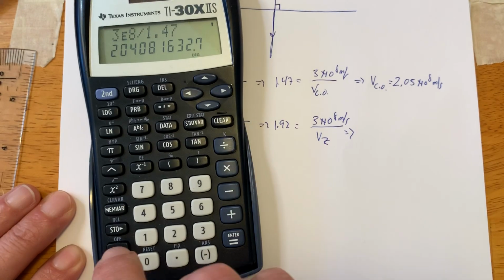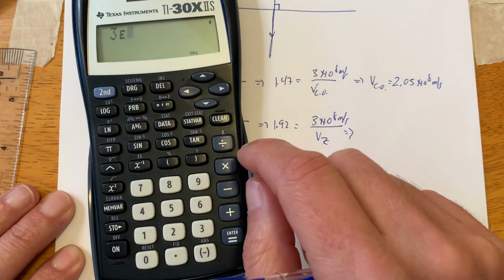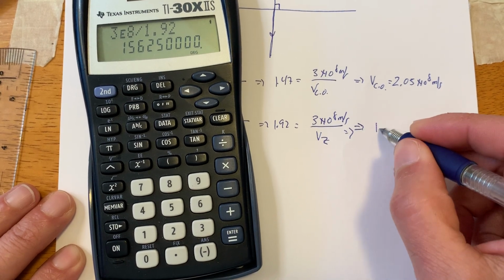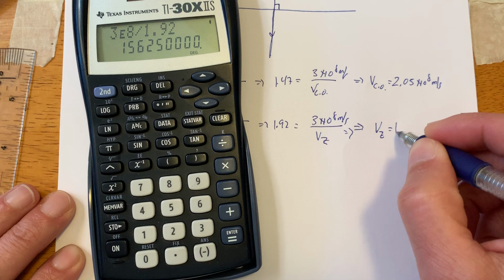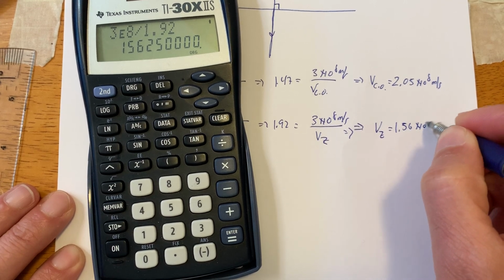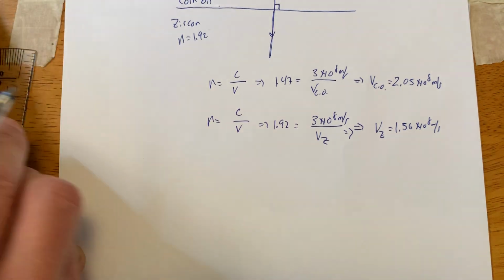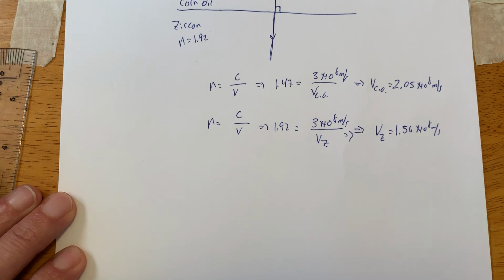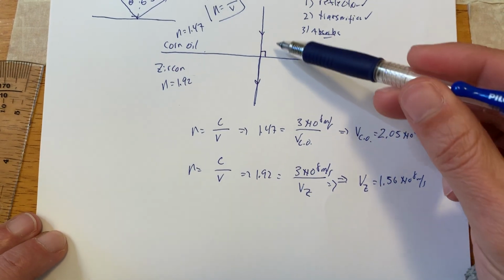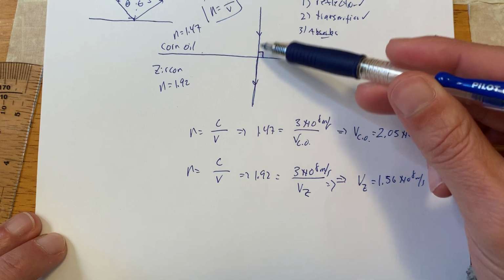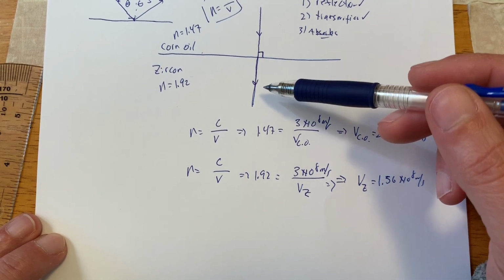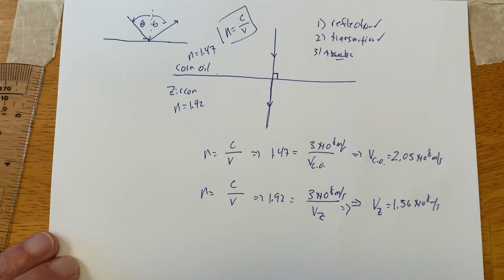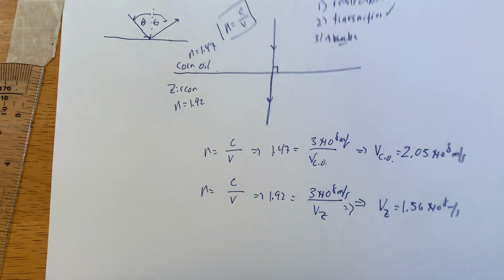All right, so what do I get here? 3 times 10 to the 8 divided by 1.92, and I get, we did that already, velocity in zircon, 1.56 times 10 to the 8th meters per second. So, right, it did in fact slow down. Okay, good. We know that when light goes from one medium to another, some of it transmits, and it's going to change speed. Sometimes it speeds up, sometimes it slows down. That's dependent upon the index of refraction for the two materials. Okay? So it's just a little recap of the last lesson.